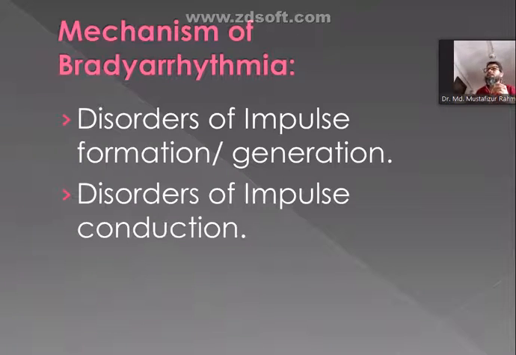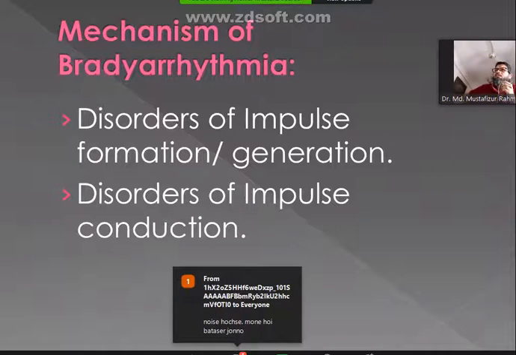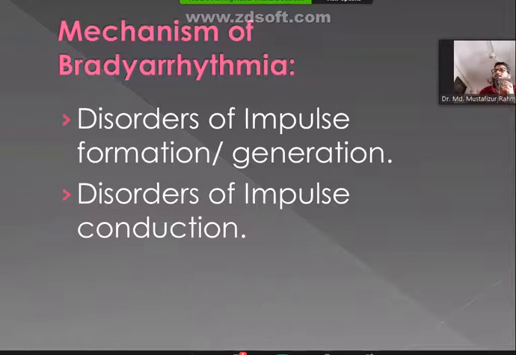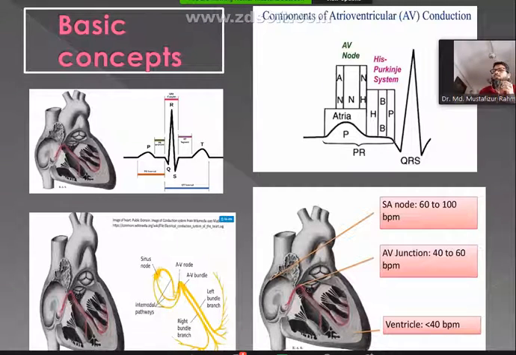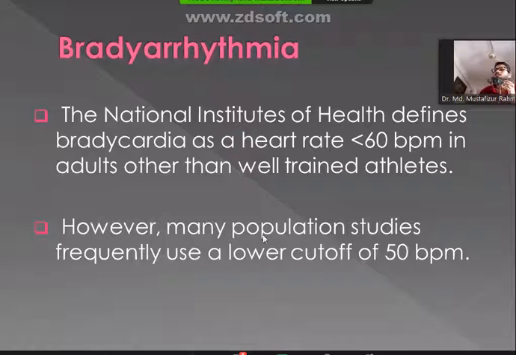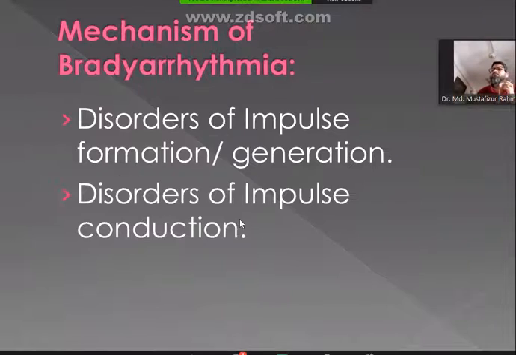The mechanism of bradyarrhythmia is two things absolutely. One is the disorder of impulse formation or generation, and the other is the disorder of impulse conduction. So the problem is either in the origin from the SA node, or in the conduction through the internodal pathways or the bundle of His or bundles. So these are the two modes of mechanism.